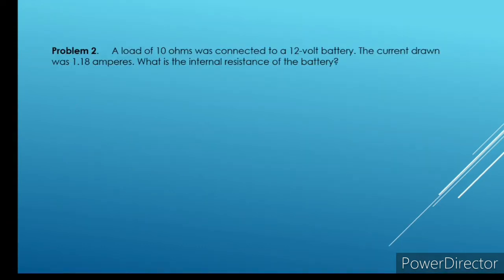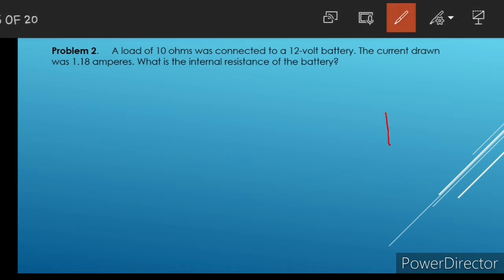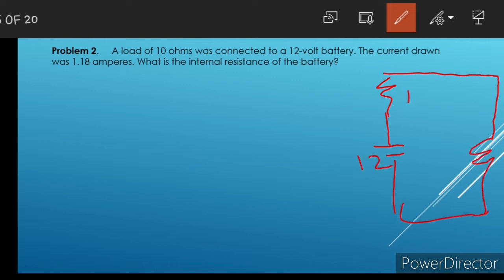And for the next problem, we have here problem number 2. A load of 10 ohms was connected to a 12-volt battery. The current drawn was 1.18 amperes. What is the internal resistance of the battery? So this is our circuit. It is connected to a 12-volt battery, and this is our internal resistance, and this one is the 10 ohms, our load resistance, with the current flowing.